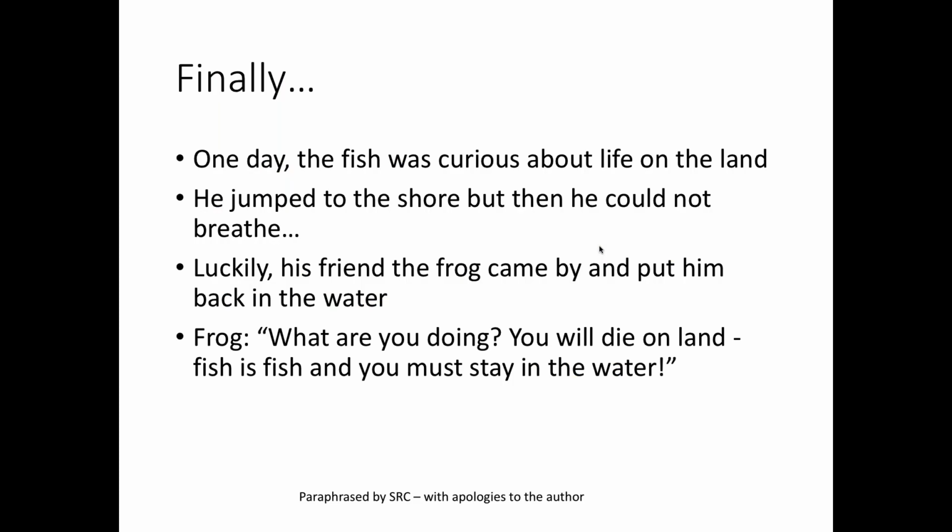So just to finish the story, because the story is really about the fish: the fish becomes curious about life on land and actually jumps to the shore. He wants to experience all this stuff for himself, but of course he couldn't breathe. Luckily his friend came by and put him back in the water. And he says, you will die on land, fish is fish, and you must stay in the water.